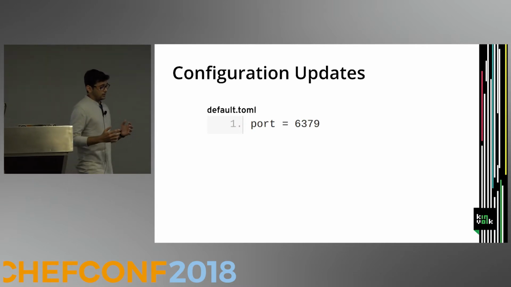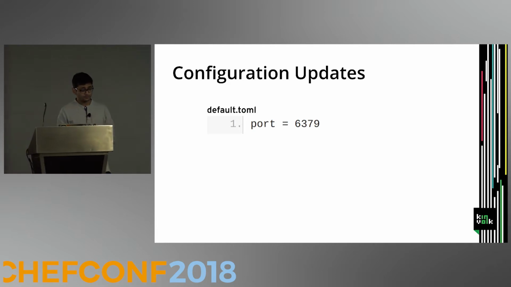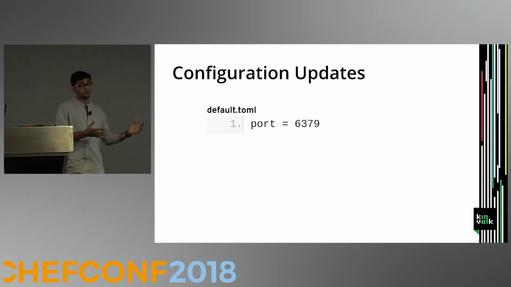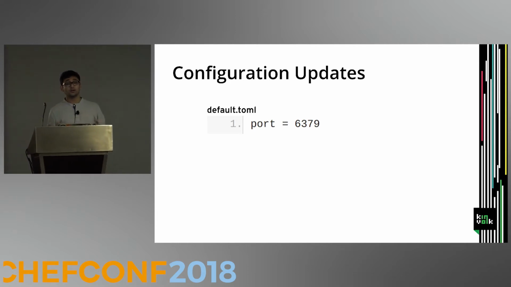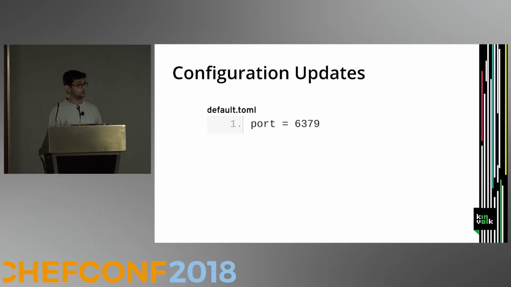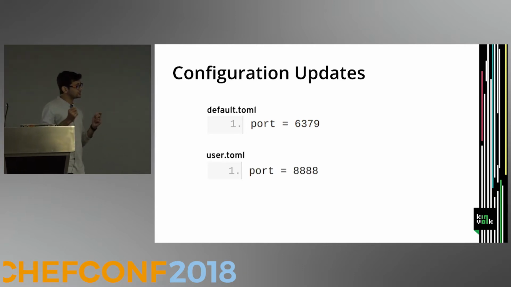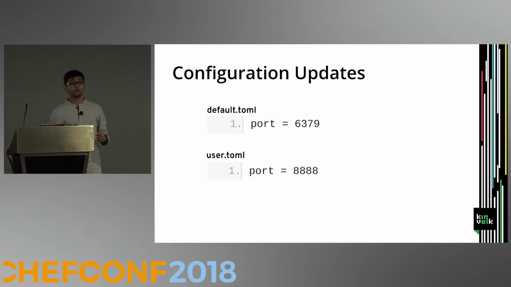Most of the time, you will need to be configuring your applications. You will have a default set of configurations, and sometimes you would want custom configurations. By default, you can supply the default configuration in the default.toml file, and to customize it, you would place it in a user.toml file. Now, the slight difference here is that the default.toml file is included at build time, and user.toml can be included at runtime.